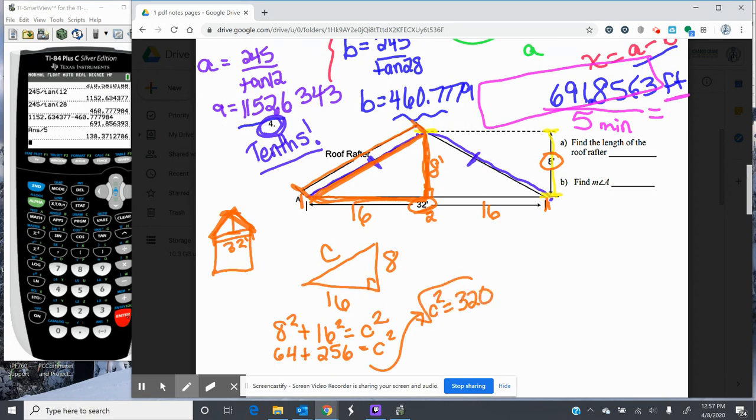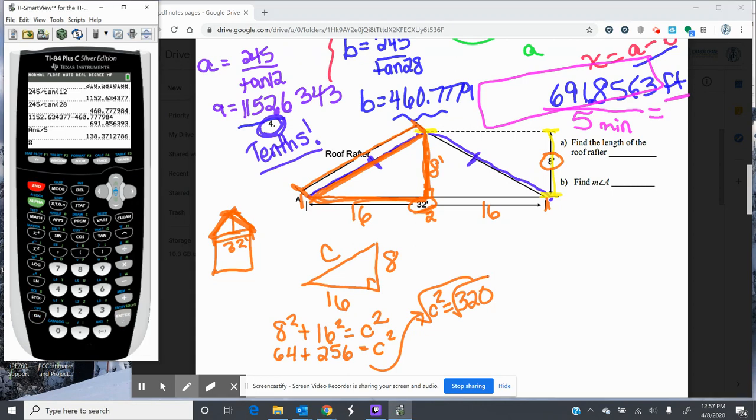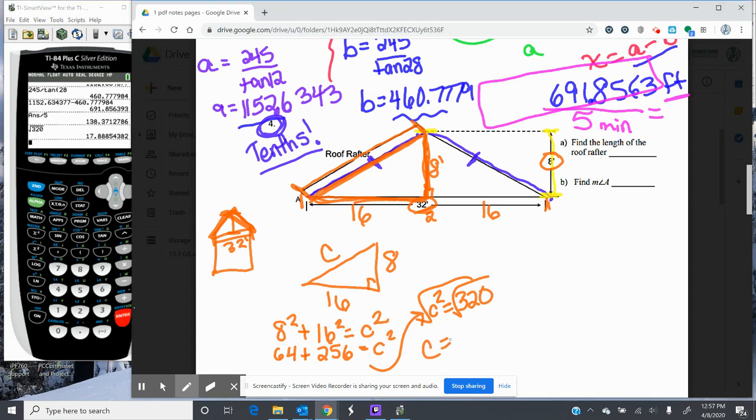And we take the square root of each side. So we have the square root of 320 gives us that roof rafter is going to be approximately 17.88. Rounded, as it asked us, to the 10th place, is going to be 17.9. So that's your answer to part A here, 17.9.